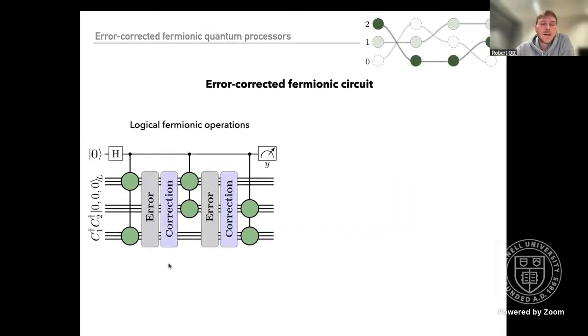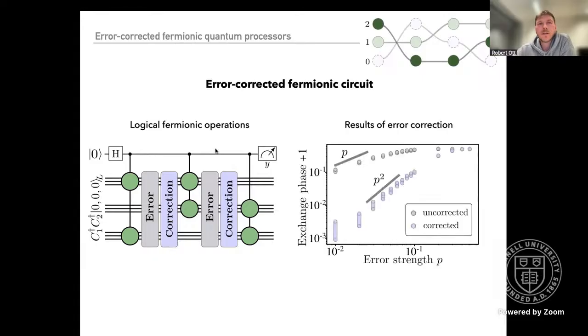So you can create a circuit like that. You can actually realize these gates. You can do errors, you can do correction. And indeed, if you simulate this, you see the usual property of a distance 3 code: you put in an error, and in the uncorrected case the contrast of your measurement goes down linearly in this error strength p, and with this error correction you go down to p squared.